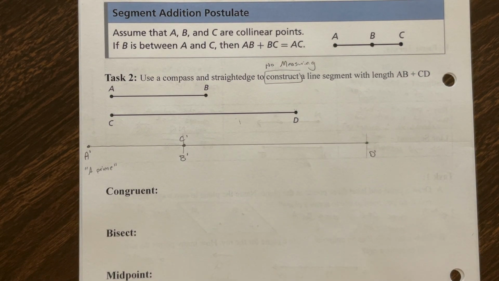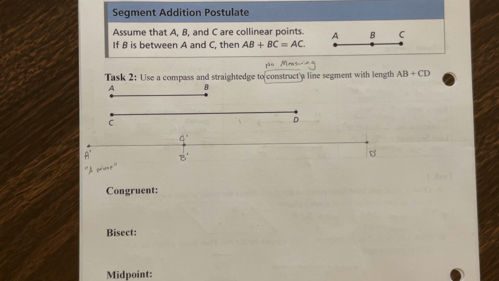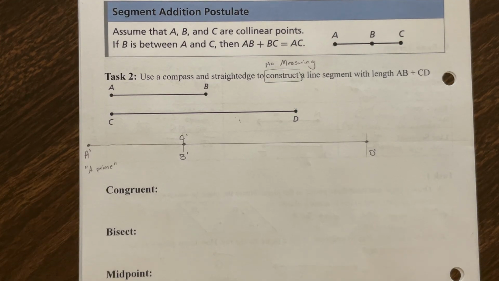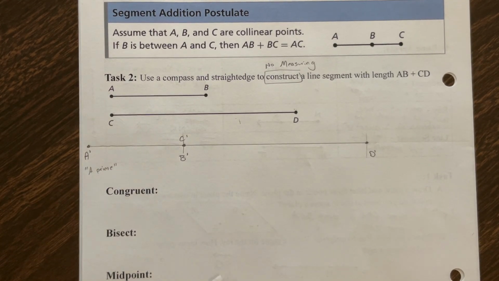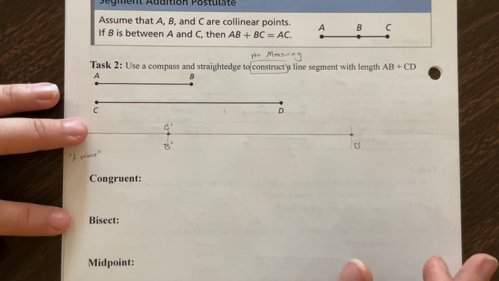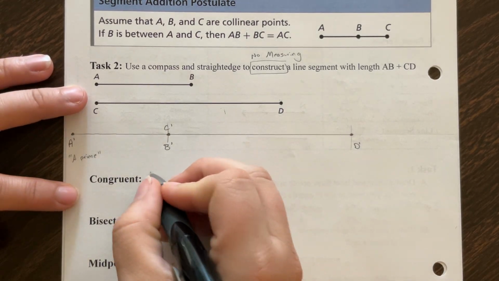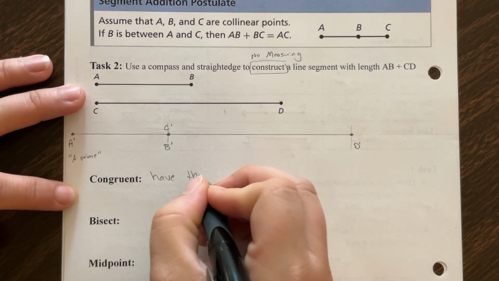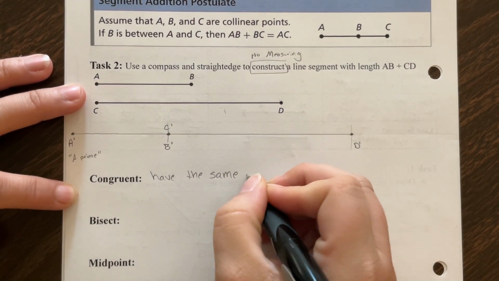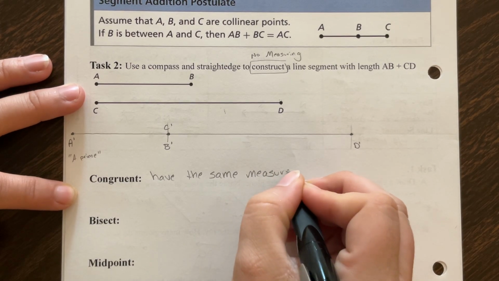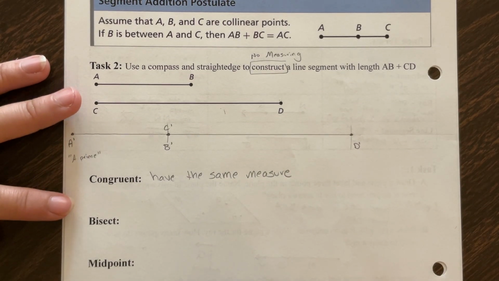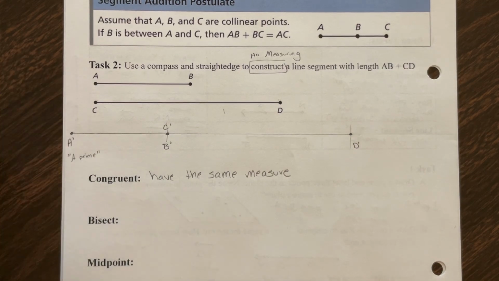Good job on your first construction using our compass. Woo-hoo. Okay, now we have three more new words. I know, full of new words. Okay, congruent. Congruent is just our geometry way of saying equal. Basically, congruent things have the same measure. Same distance, same length.